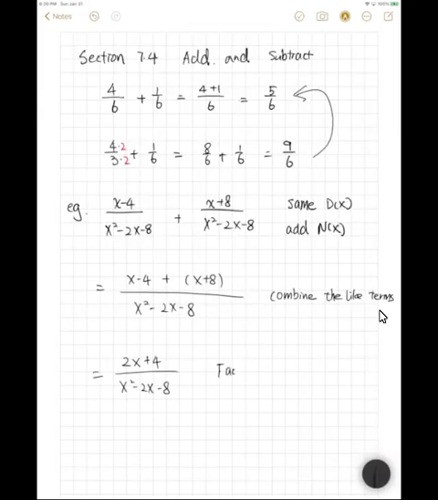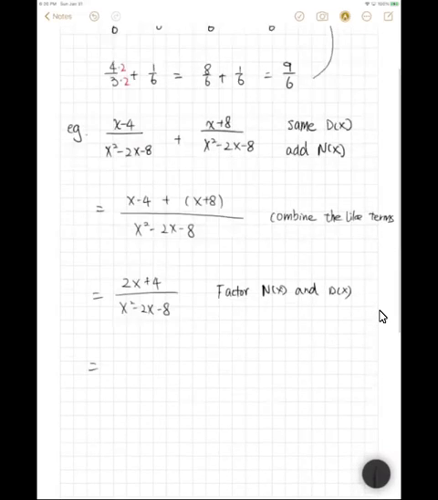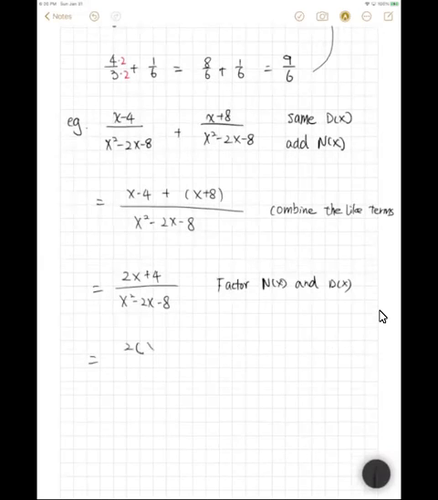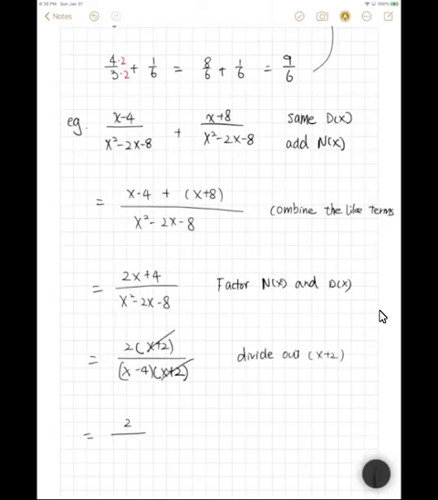The first step is we want to factor the numerator and the denominator. So for the numerator, the common factor is 2. We factor 2 out. We have 2 times x plus 2 over the denominator. We use the AC method. We have x minus 4 times x plus 2. Since they both have x plus 2 as a common factor, we can divide out x plus 2. So the function would be 2 over x minus 4.